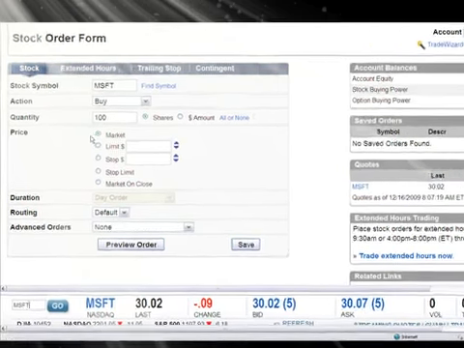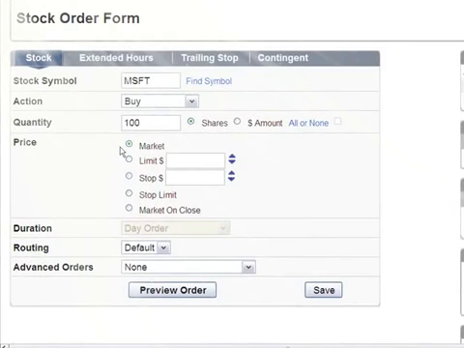Now, I should just stress this. I don't use market orders. I don't like market orders. I want to exercise some control about what price I want to buy my shares at. Let's go through the next one, limit order.